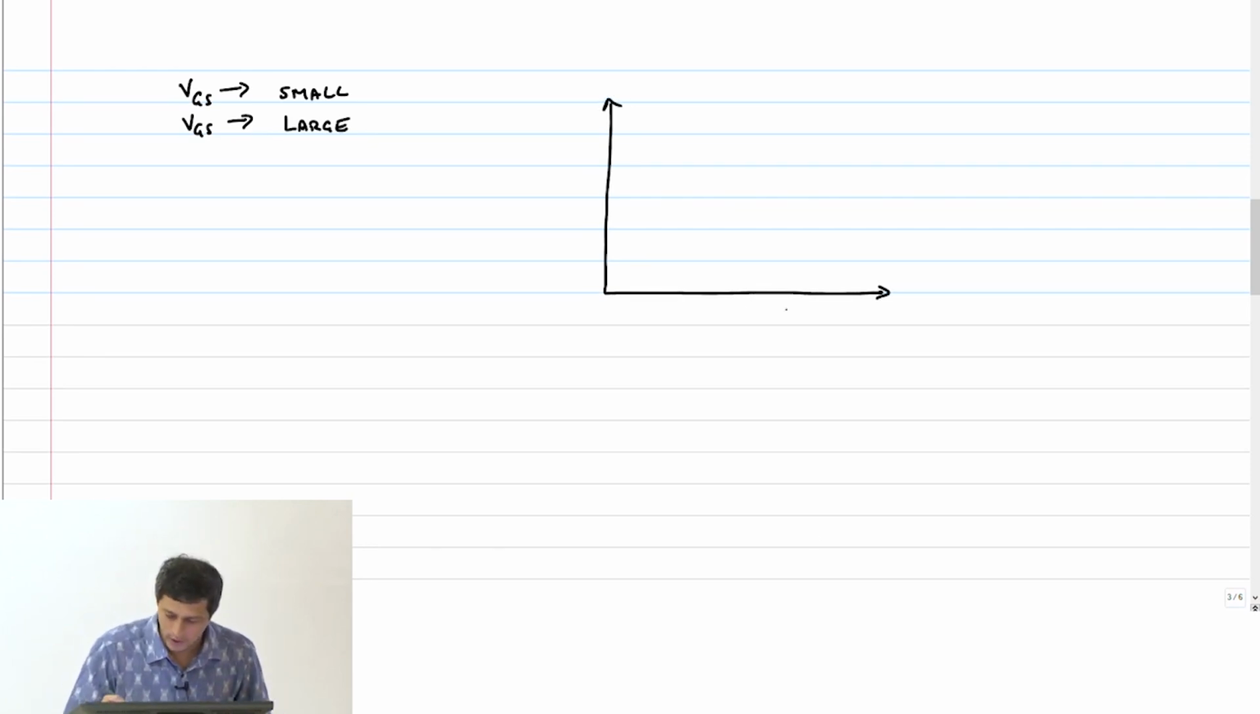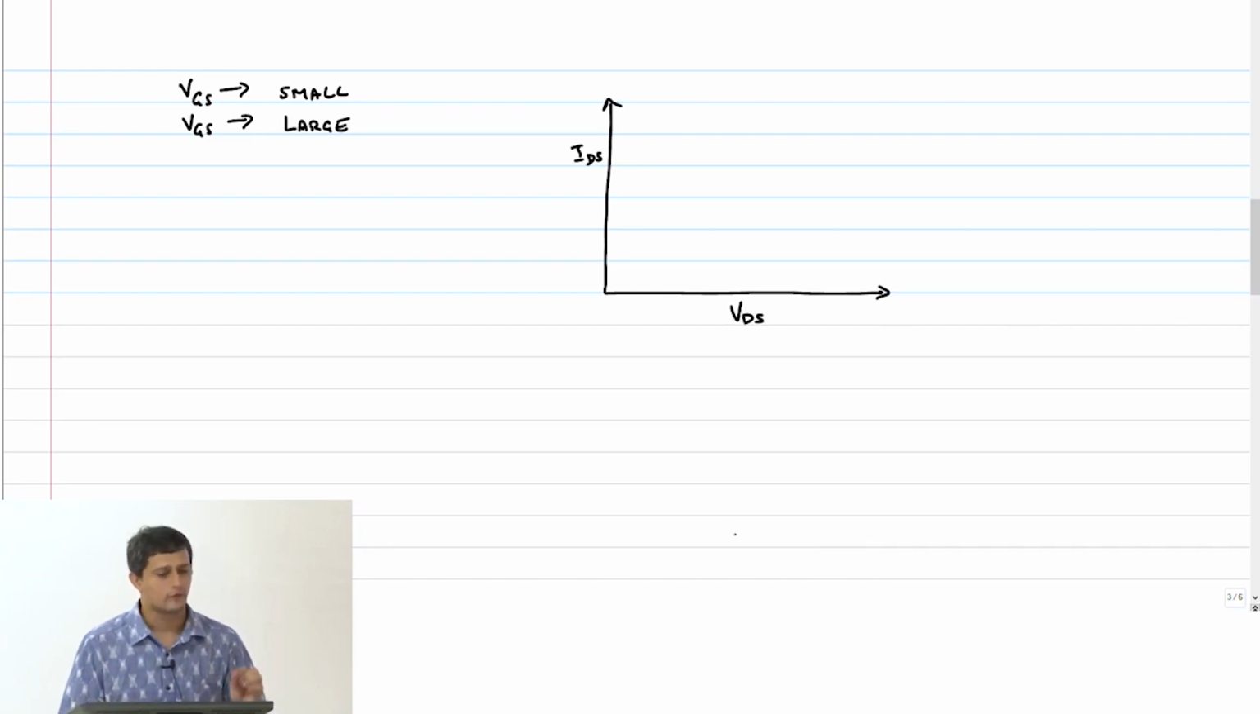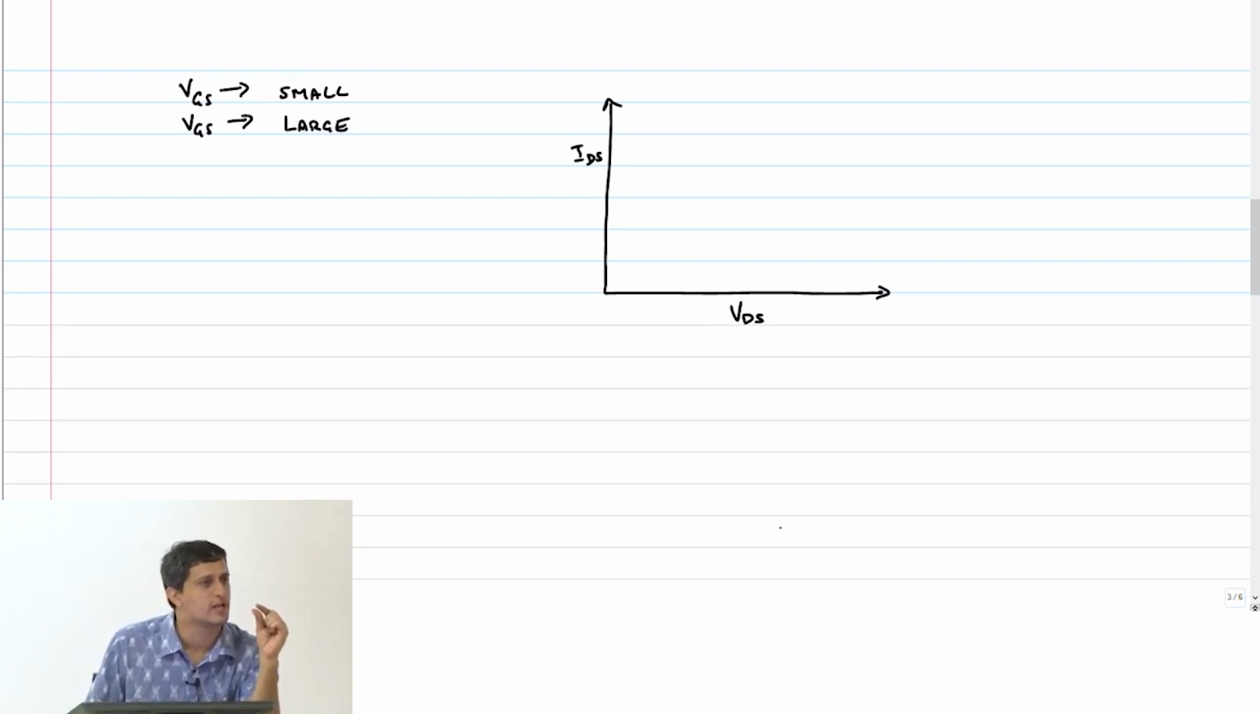So I am going to increase my VDS here and look at IDS. For a small value of VGS, what will happen initially? Assume that VGS is slightly above the threshold voltage, that's what I mean. Small, but greater than VT.